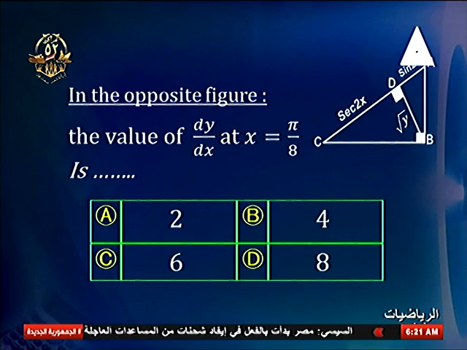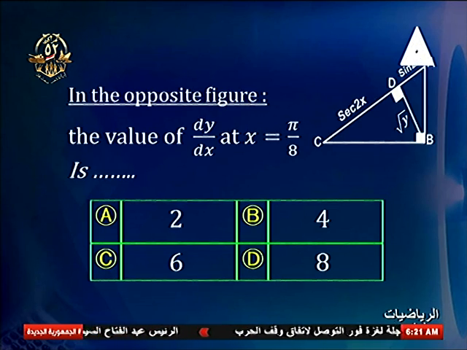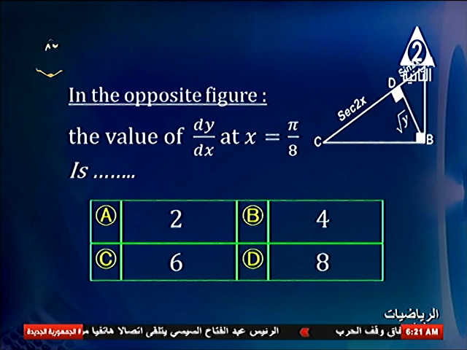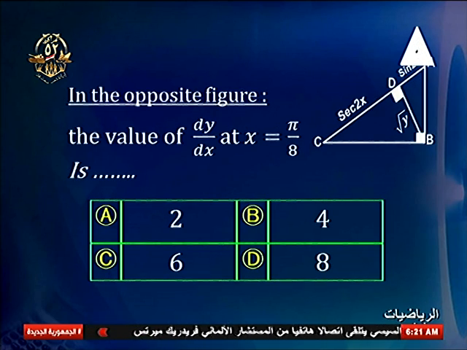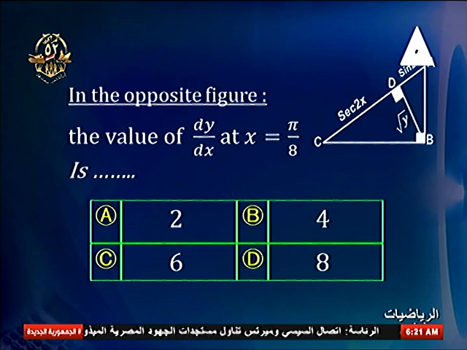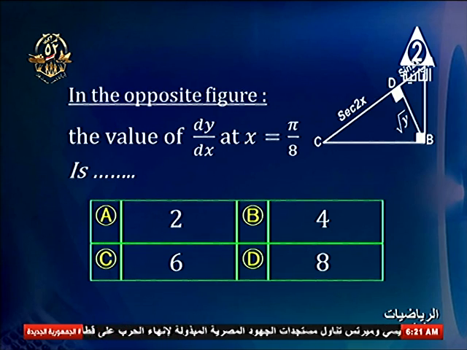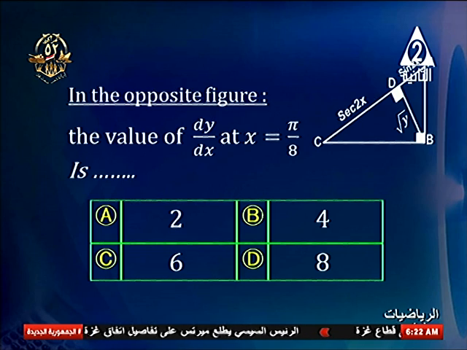What is the rule? BD square equals DA multiply DC. Remember, Euclidean theory says BD square equals DA multiply DC. DB square equals y. Why? Because DB equals square root y. Therefore, DB square equals y. Multiply sine 2x, multiply sec 2x.